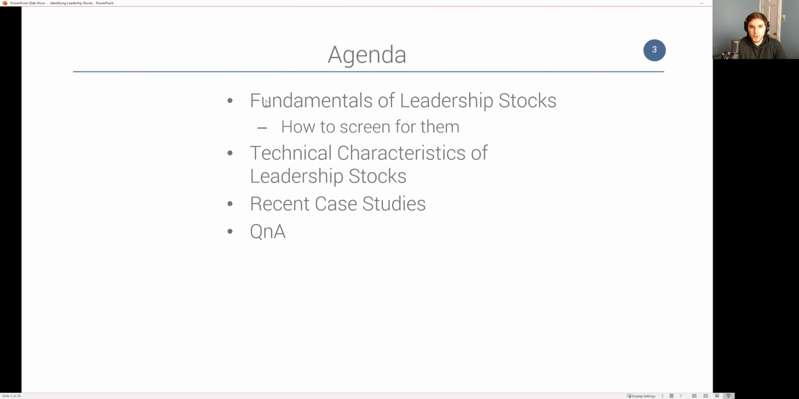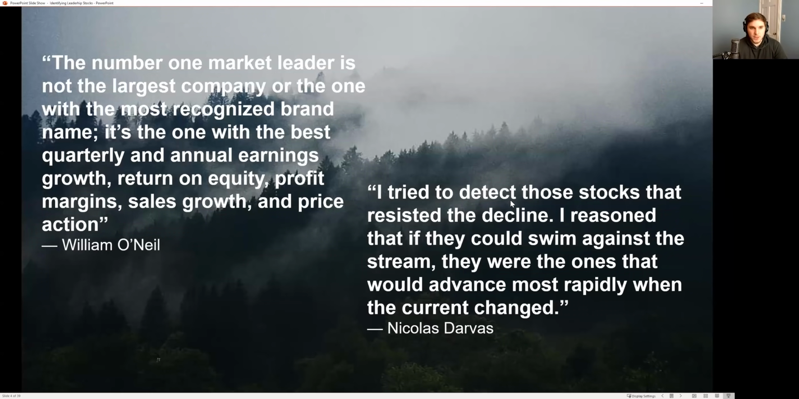We're going to be talking about first the fundamentals of leadership stocks and how to screen for them. Then we'll move on to the technical characteristics of those leadership stocks. And then we'll talk about a few different case studies of recent charts that really exemplify a lot of the stuff that I look for. And then we'll have that Q&A at the very end. So let's get into it.